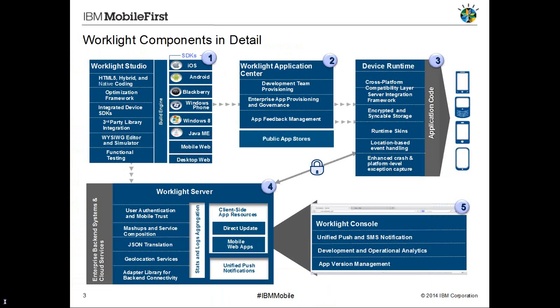The component marked as number 1 is the Worklight Studio. So here is where the developers will build the app. It has got SDKs for Android, Windows, BlackBerry, Java Mobile, desktop and web applications. It will also come with native SDKs for a host of mobile operating systems. It will have an adapter system for integrating with third-party libraries. It will have a what-you-see-is-what-you-get editor and simulator.